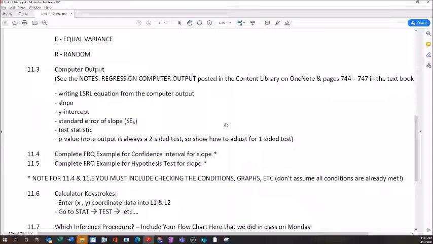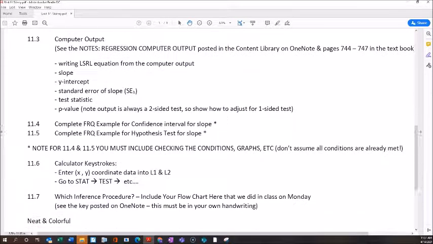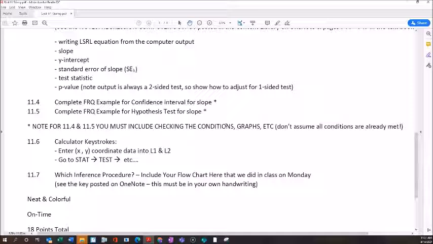Okay. And then on 11.4 and 11.5, you should show your complete FRQ example for both a confidence interval and a hypothesis test. And we've put several answer keys out there on OneNote on the worksheets. There's tons of examples in the book. You just don't want to use the worked out examples that are in the body of the textbook. Okay, any other example is fine. You just don't want to use that, and it needs to be in your own words.